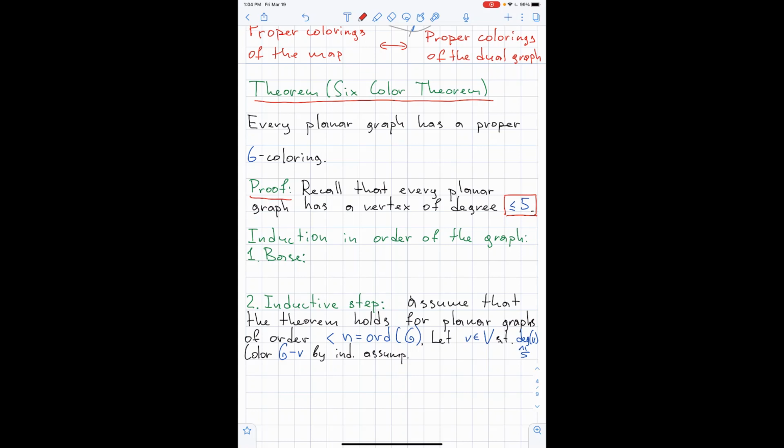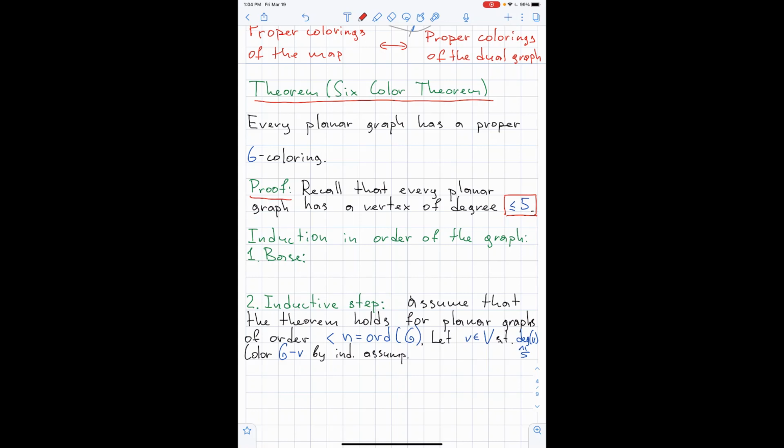So basically it says that if a graph has minimal degree greater than 5, then it cannot be planar because there are too many edges, basically. We had a bound on the number of edges for a planar graph. And if all the degrees are greater than 5, then it cannot happen.